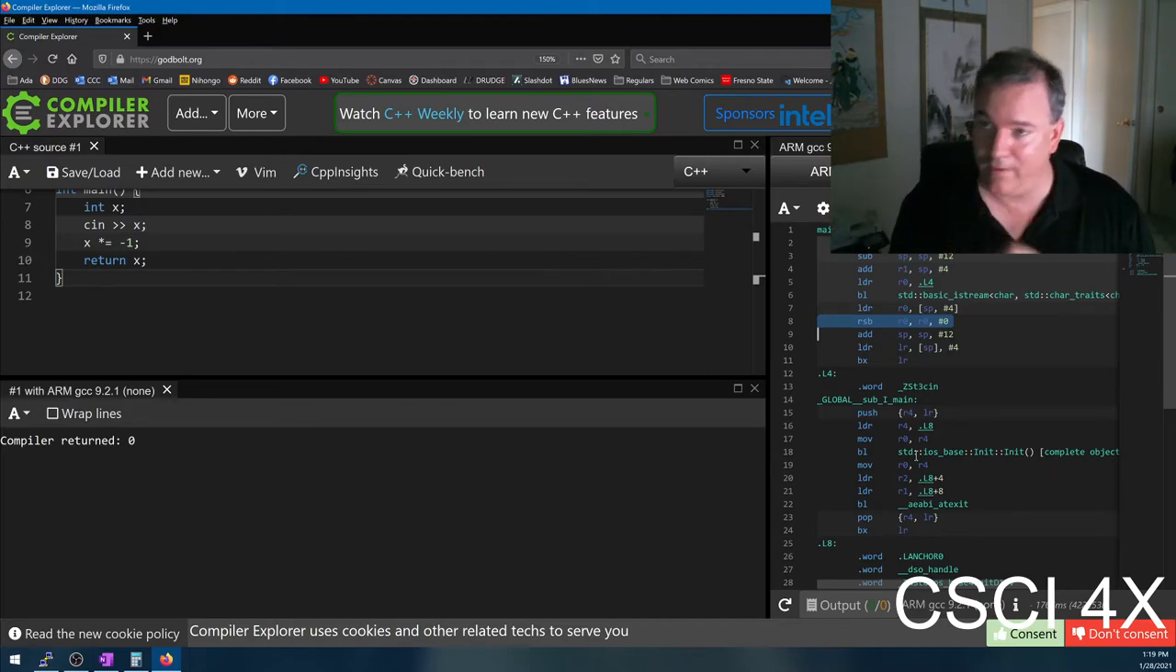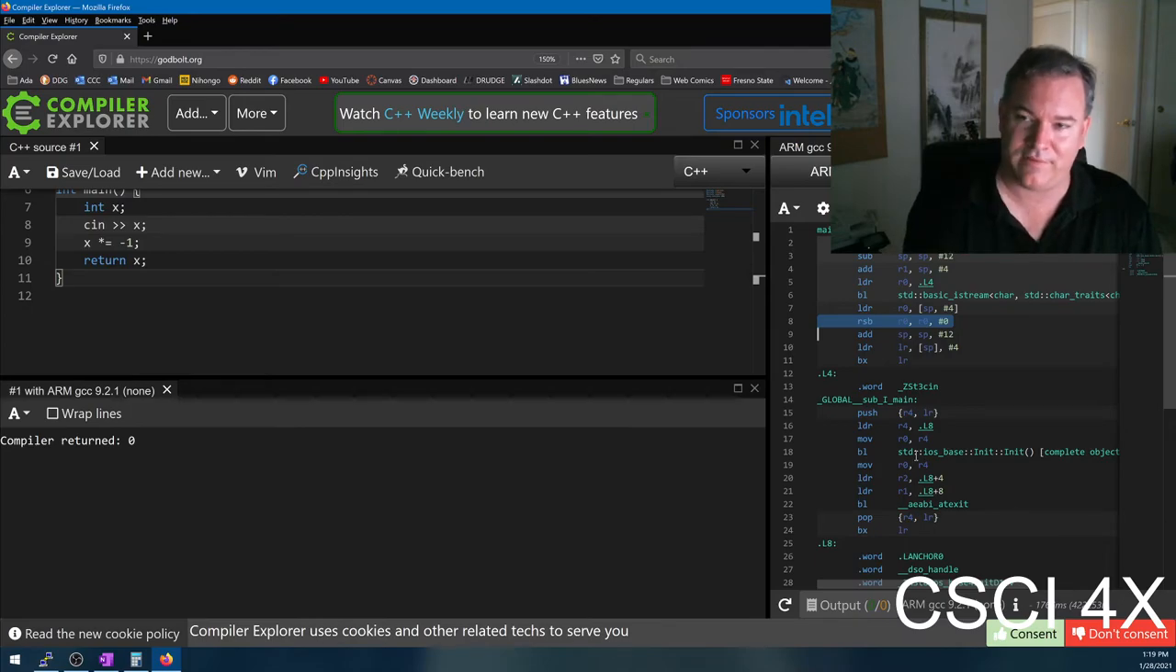So it does subtraction, which is one cycle, which is faster than a cycle to bit twiddle and a cycle to add one. That's how the optimizer would handle it, multiply by negative 1.